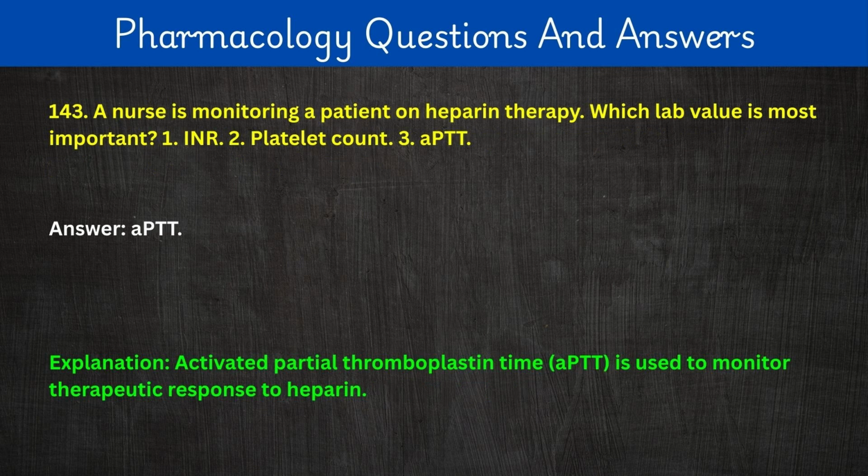143. A nurse is monitoring a patient on heparin therapy. Which lab value is most important? 1. INR. 2. Platelet count. 3. APTT. Answer. APTT. Explanation. Activated partial thromboplastin time, APTT, is used to monitor therapeutic response to heparin.